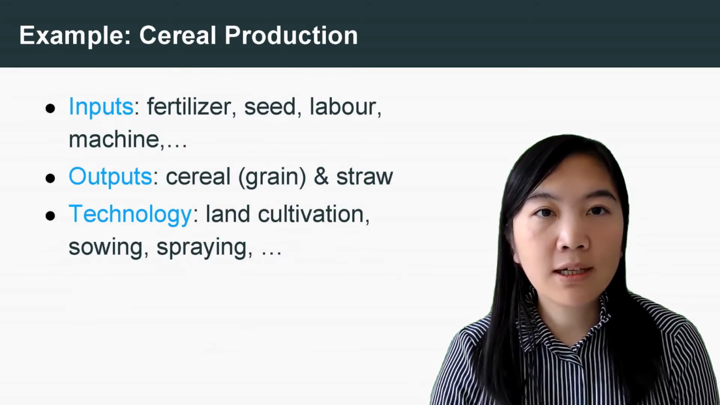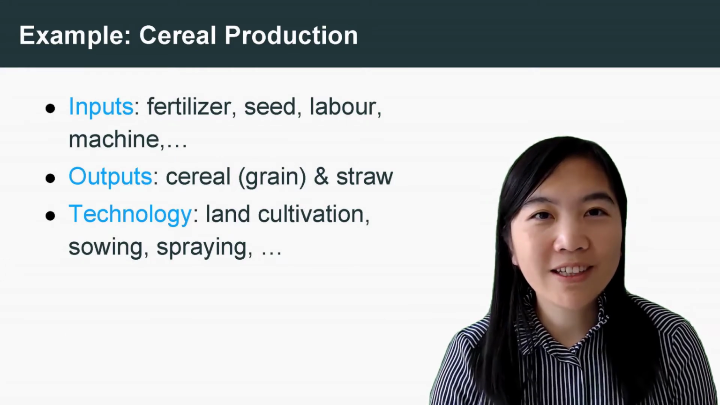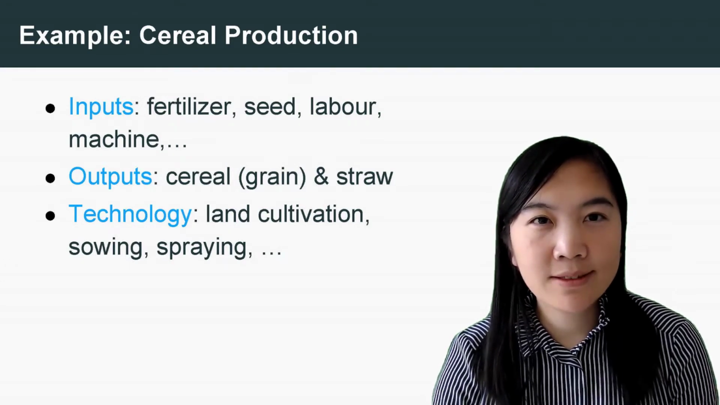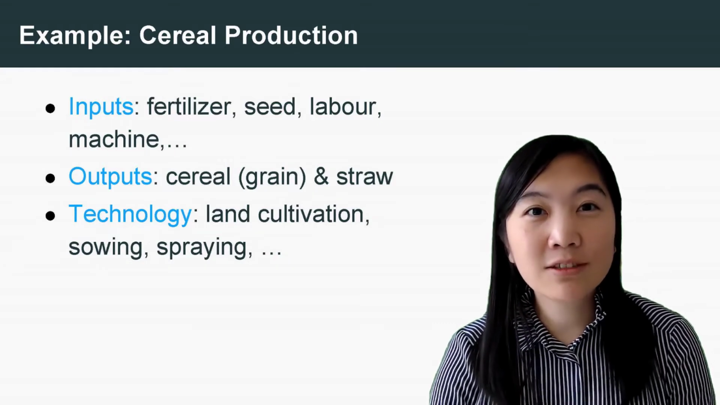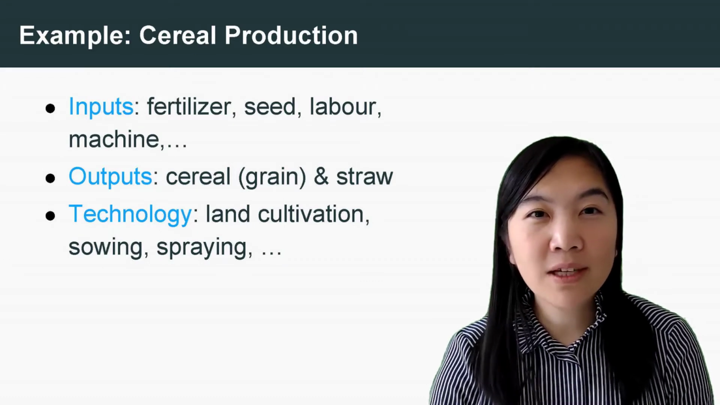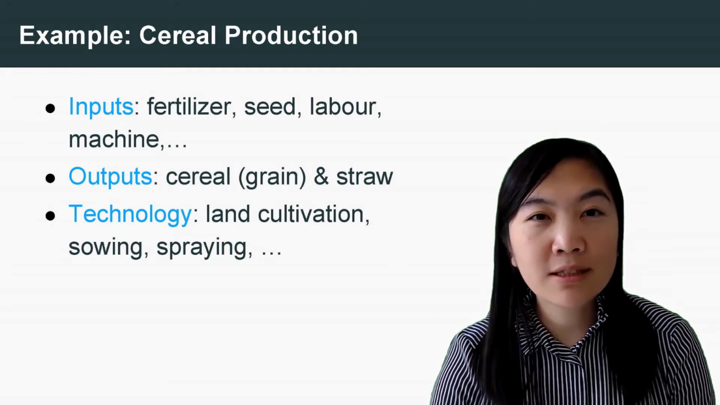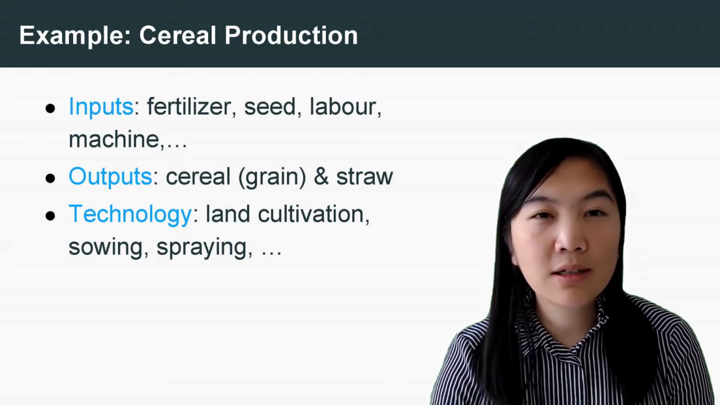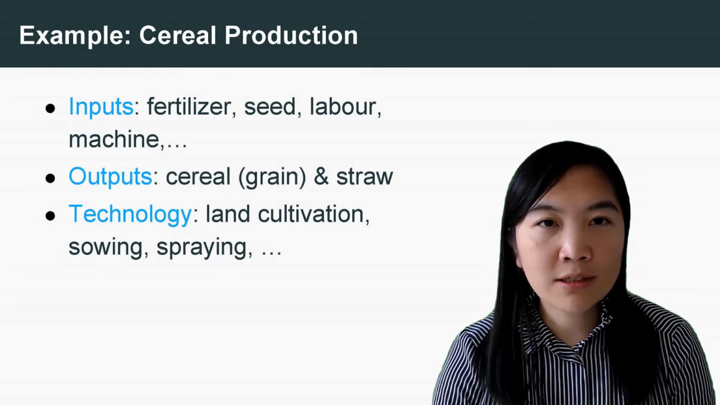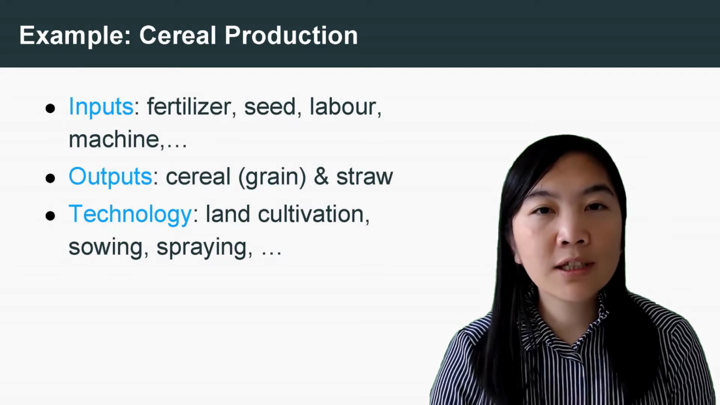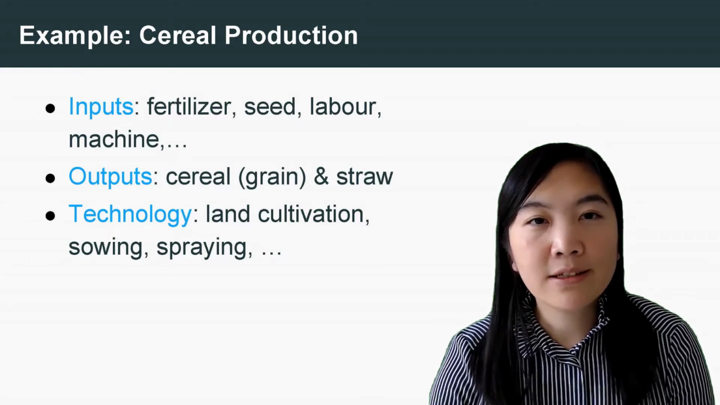Now we know what inputs, outputs, and production technology are. Let's look at an example. So here I use the example of cereal production. Cereal is not the breakfast cereal that you're thinking about. It's, for example, cereal crops that are grown for their grains, for example, wheat, barley, oats, and so on. So in cereal production, the inputs are fertilizer, seed, labor, machines, and so on.